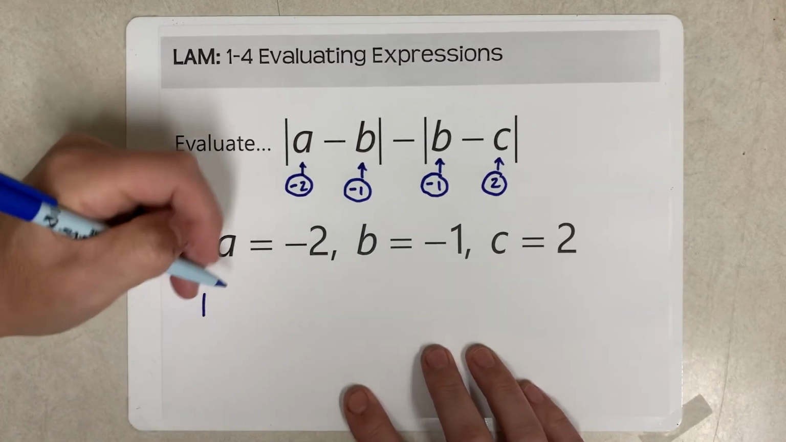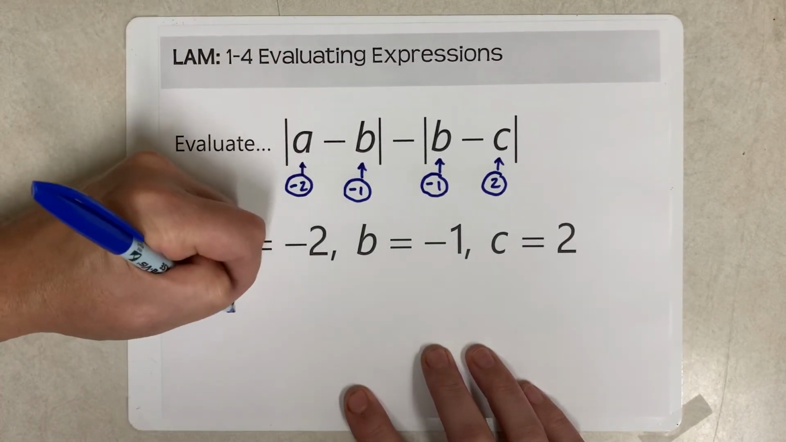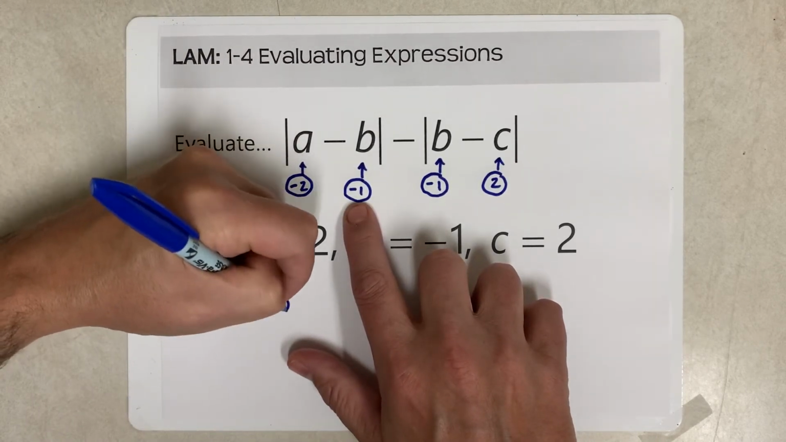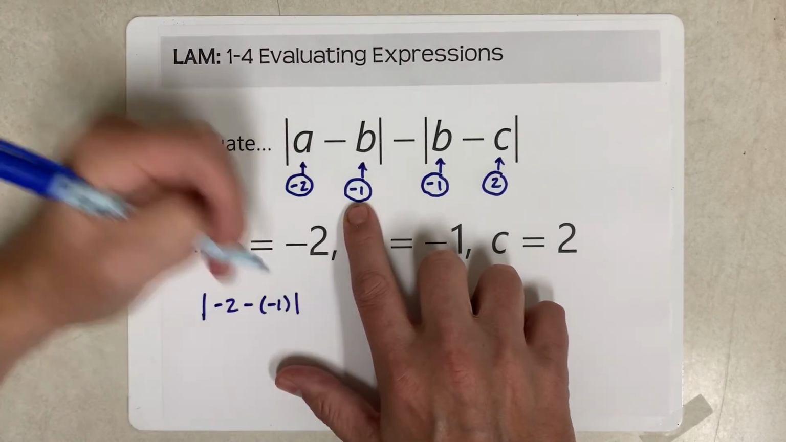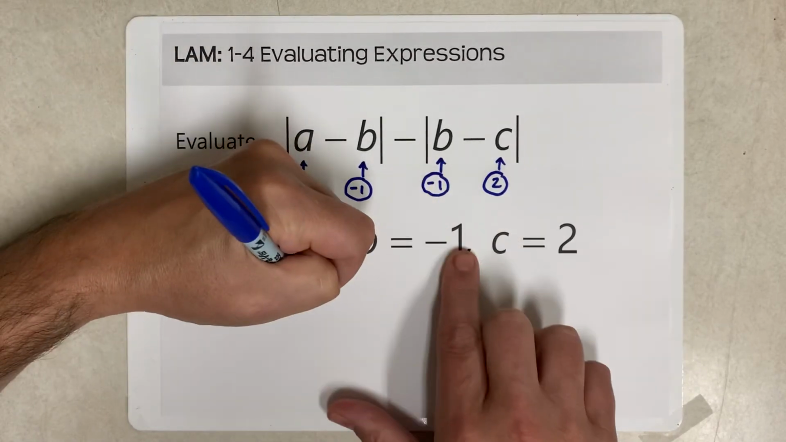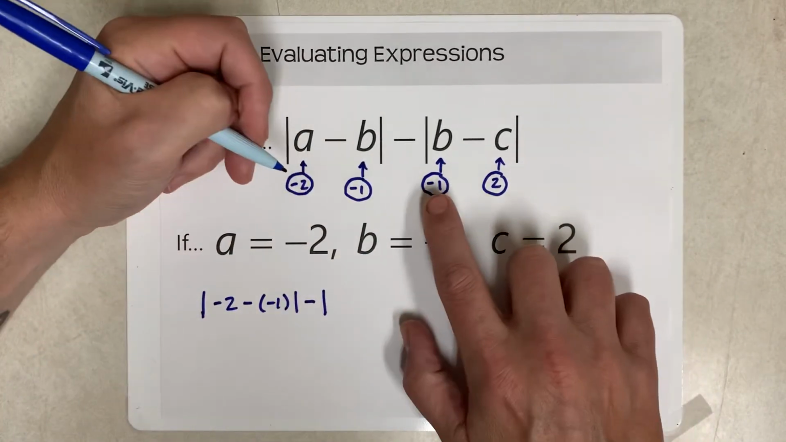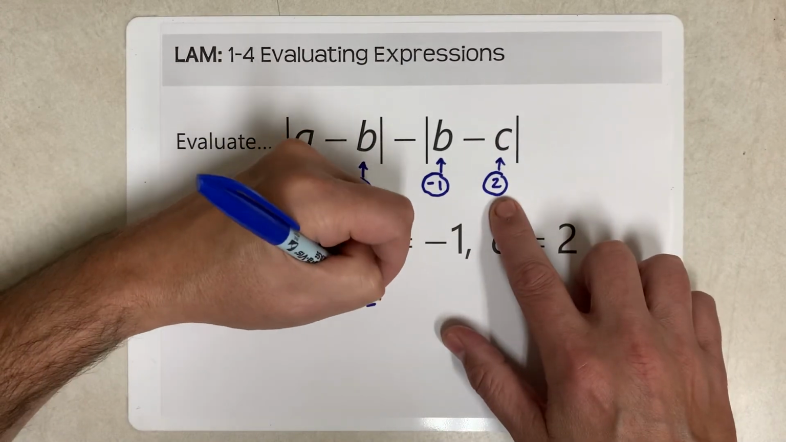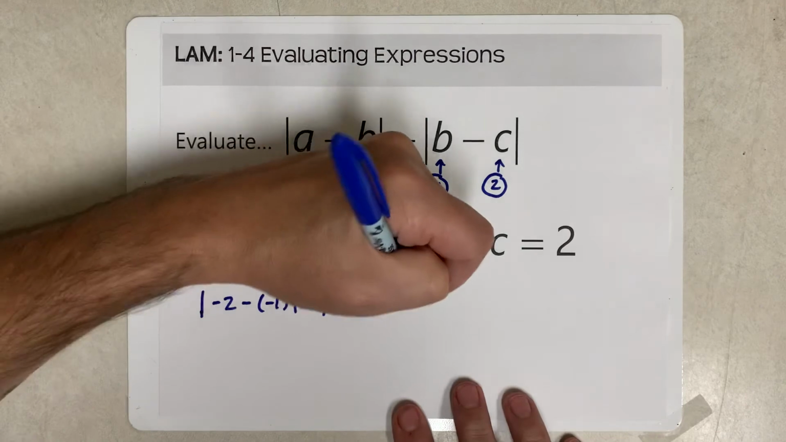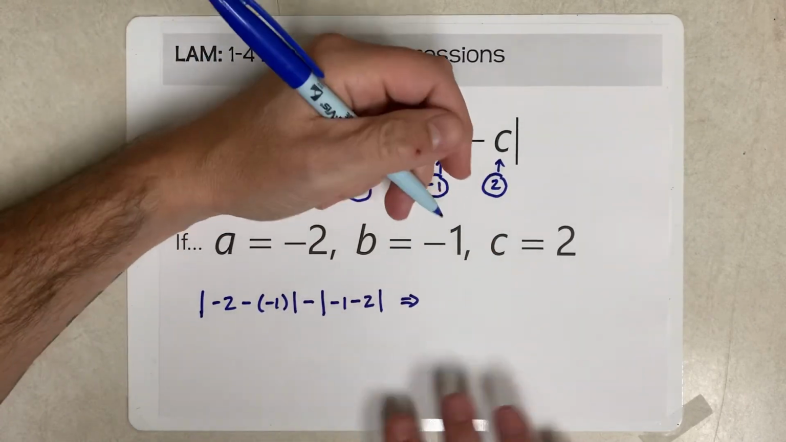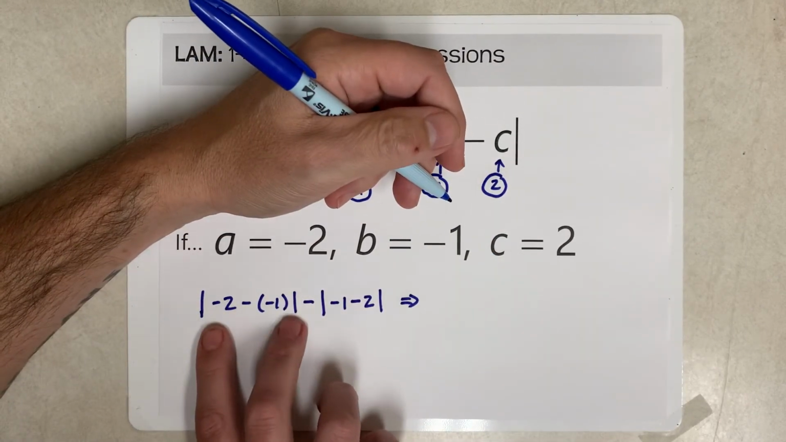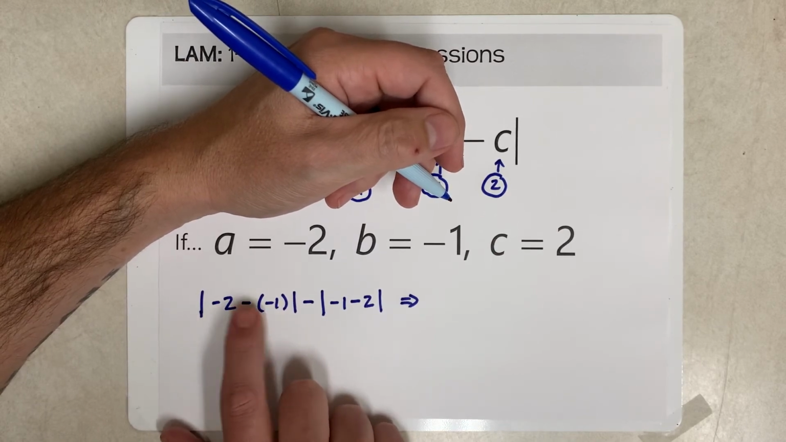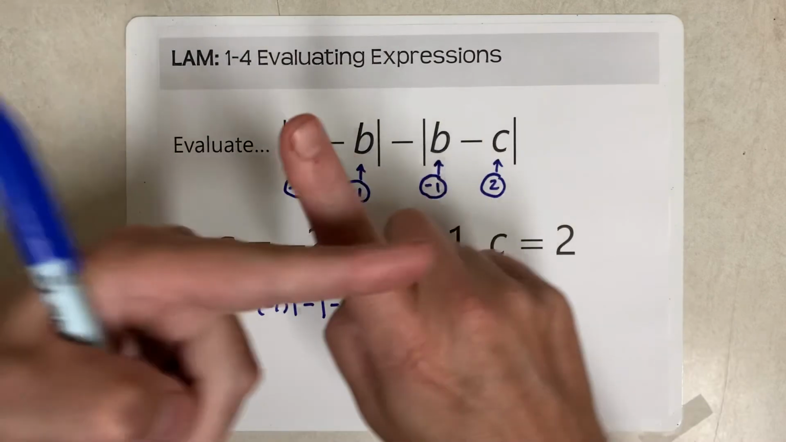So absolute value, -2 minus -1 in parentheses, absolute value, minus absolute value, -1 minus 2, absolute value. All right, here we go. So in this first grouping symbol with the absolute value, -2 take away -1 is really going to be -2 plus 1, right? Because 2 negatives make a positive.